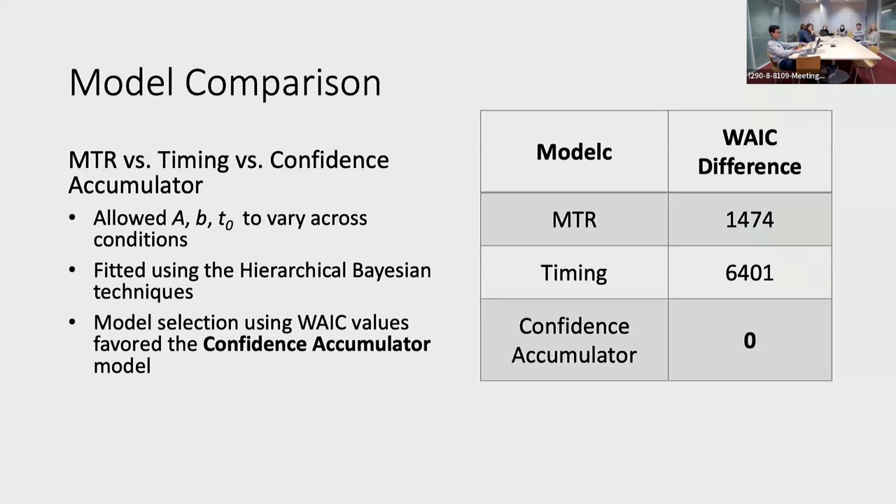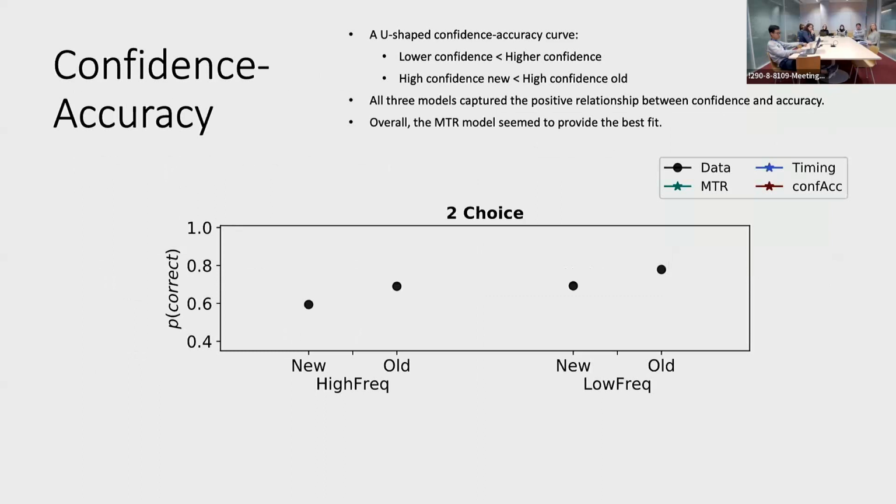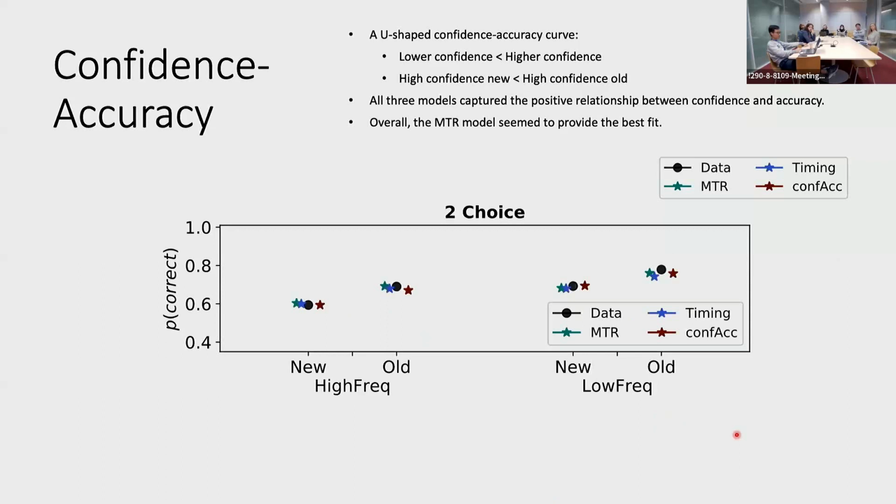We then use hierarchical techniques to fit our models. The model selection using WAIC values favors the confidence accumulator model. And with this, we will take a first look at how the models capture the relationship between confidence and accuracy. The black dots here represent the data. The colored stars are the model predictions. The green stars are the MTR model, the blue stars are the timing model, and the red stars are the confidence accumulator model.